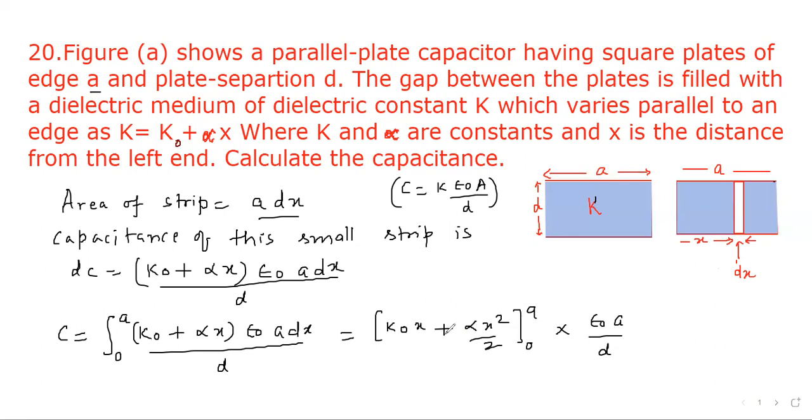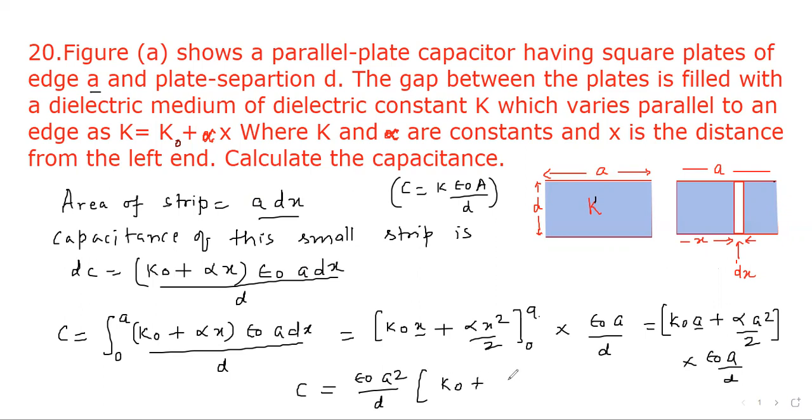So we put the value of x as a, and when we put 0, we will get 0, so I'm not writing that. So this will become K0 a plus alpha a squared divided by 2 times epsilon naught a divided by d. So this can be further written as C equal to epsilon naught, from here a can be taken common, so epsilon naught a squared divided by d times K0 plus alpha a by 2, which is our answer.